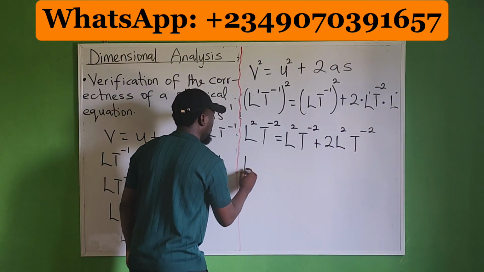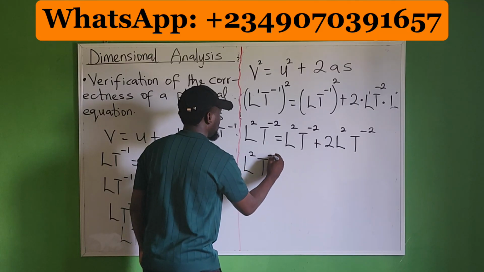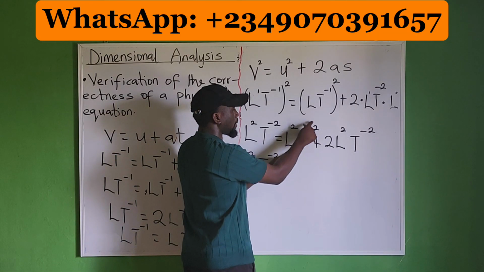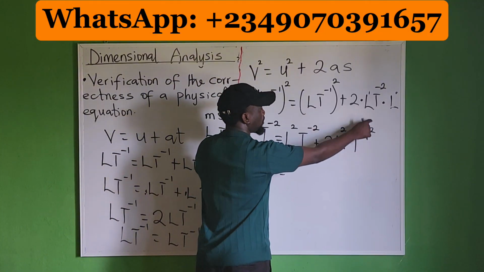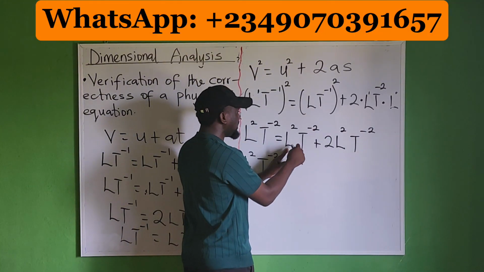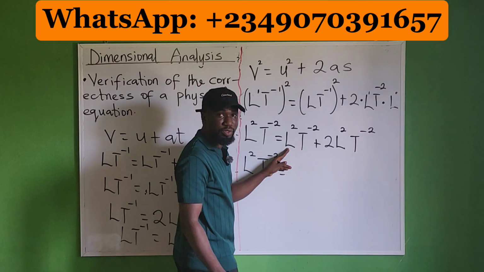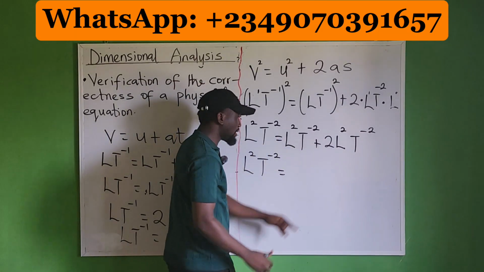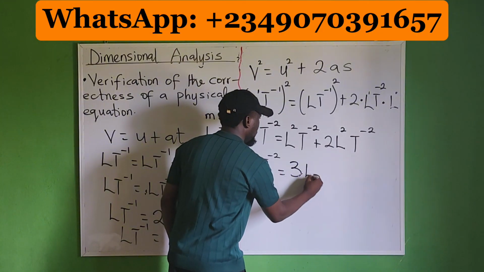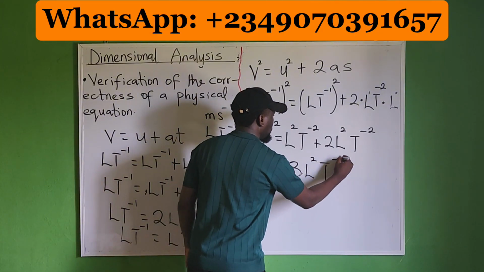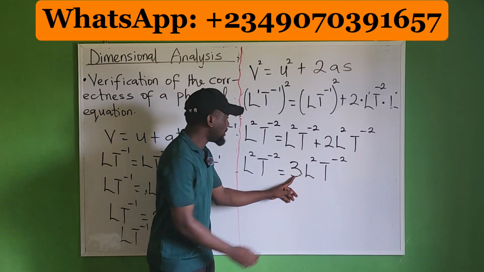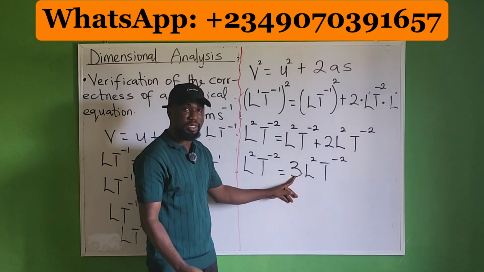Alright, so this is L squared T^-2 equals, you can see that this is L squared T^-2. If I'm adding this and this together, what am I going to have? Coefficient is 1 here, and 2 here. So 1 plus 2 is 3. So we have 3L squared T^-2. And I said, whenever you have something like this, 3 here means it is a constant.